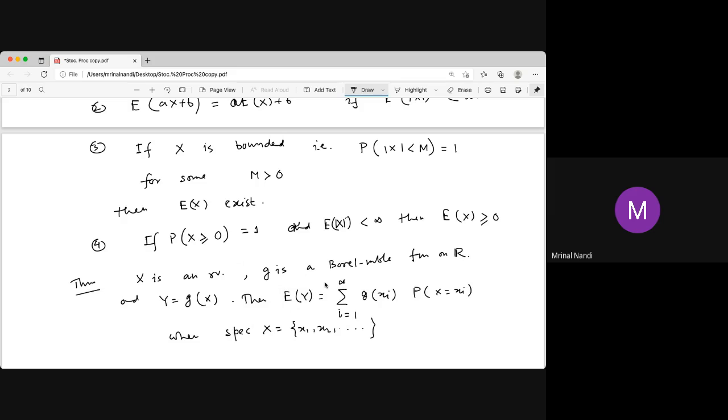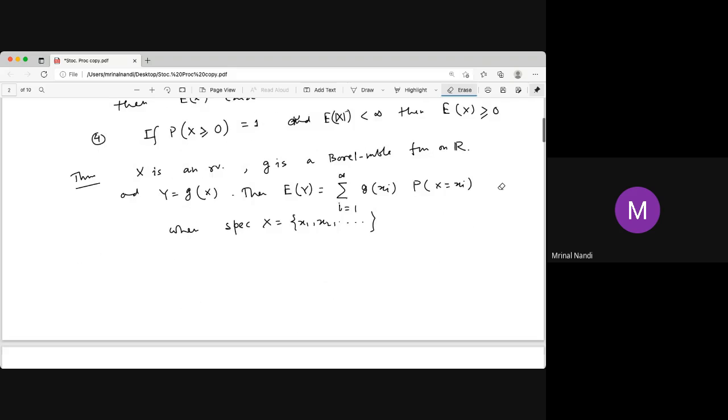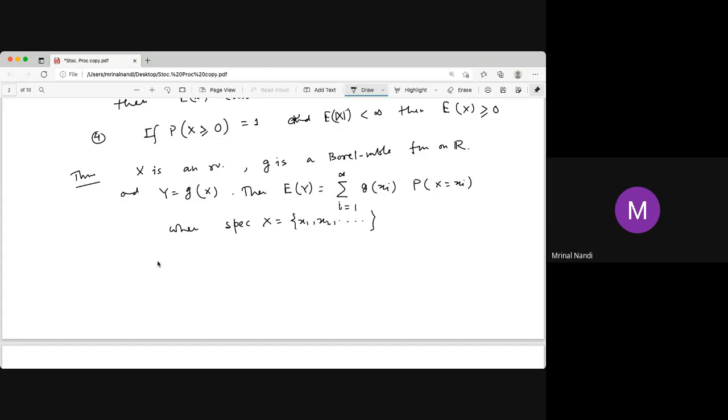What is the probability of xi? And then multiply that by g(xi), and then sum. Another way to define it: y is itself a random variable, so the expectation of y can be defined in another way. Y has its own spectrum, different from the spectrum of x, with probability that y equals yi.